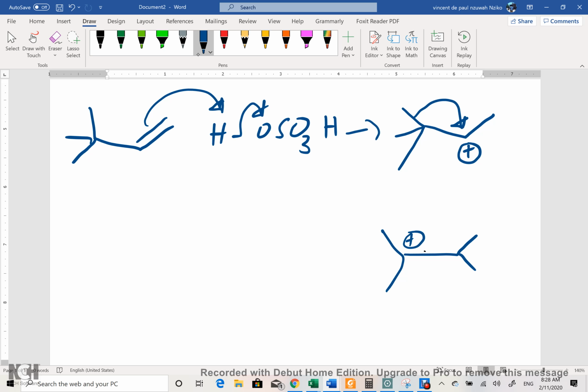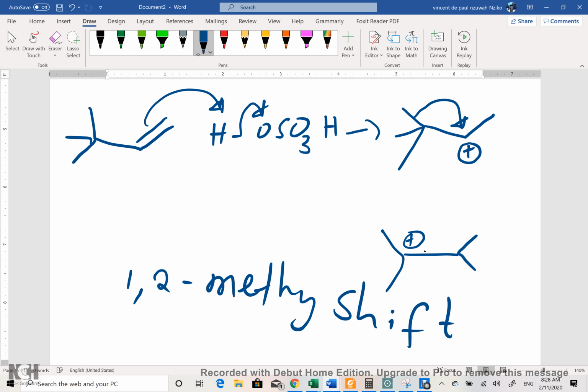How do I know? Yeah, now I have informed you guys. Okay. So this is called a 1,2 methyl shift. The first one was a 1,2 hydride shift. The second one is a 1,2 methyl shift.